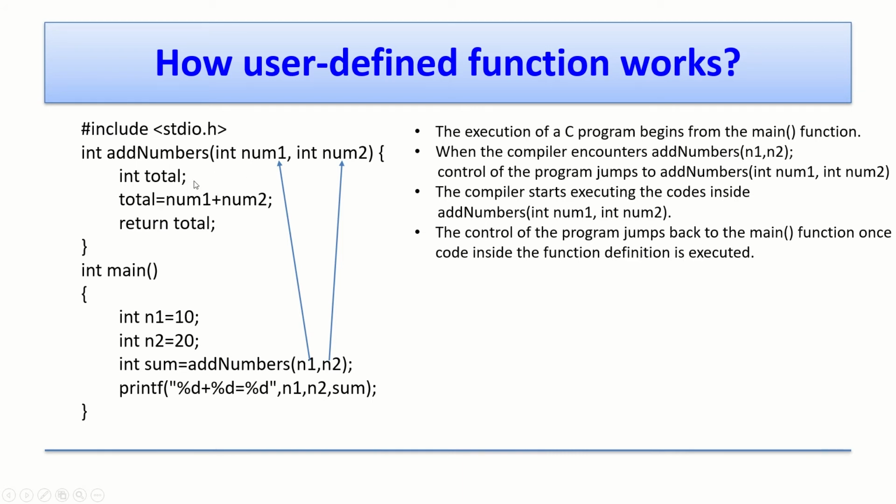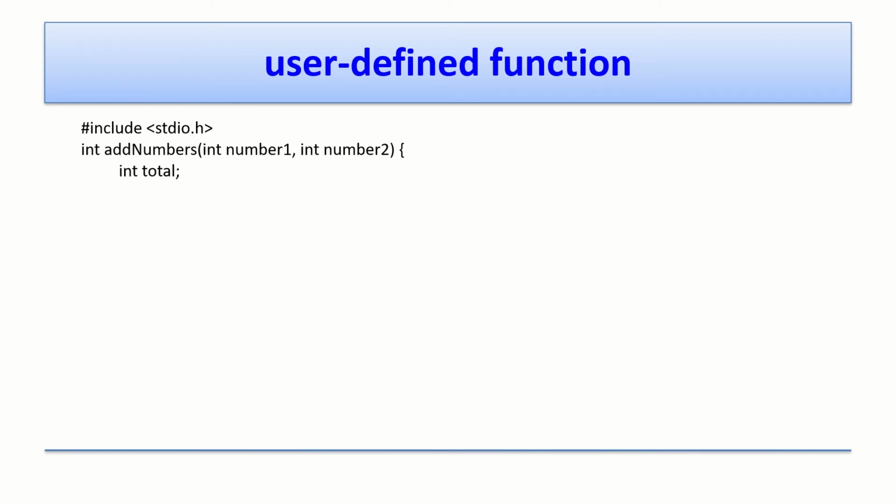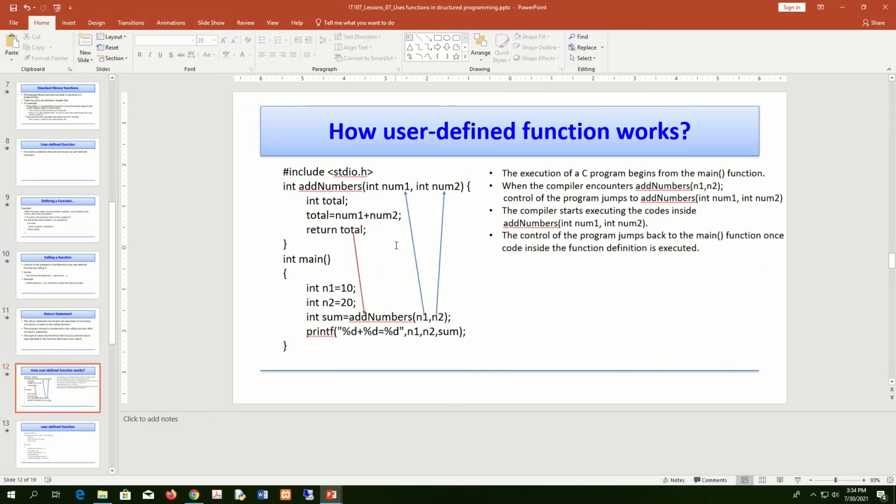All right. So after the execution of the body of the defined function, the value of total is returned to the calling point, and then that value is assigned to the variable sum. Then it prints n1, n2, and the variable sum. So that is the execution of a user-defined function. Before we go to the next one, let's see how to code this function in our Turbo C++ software.